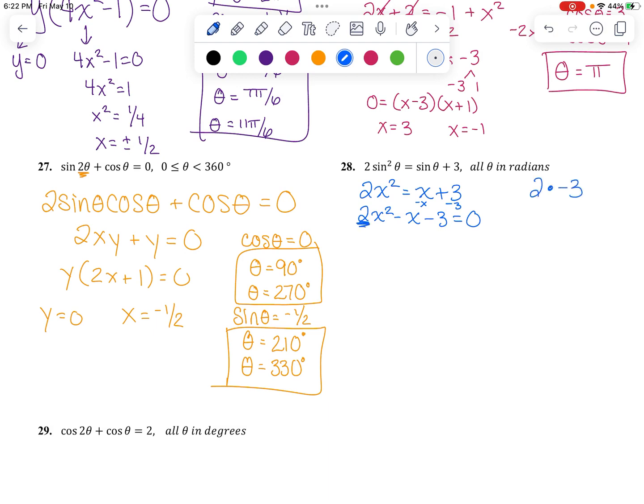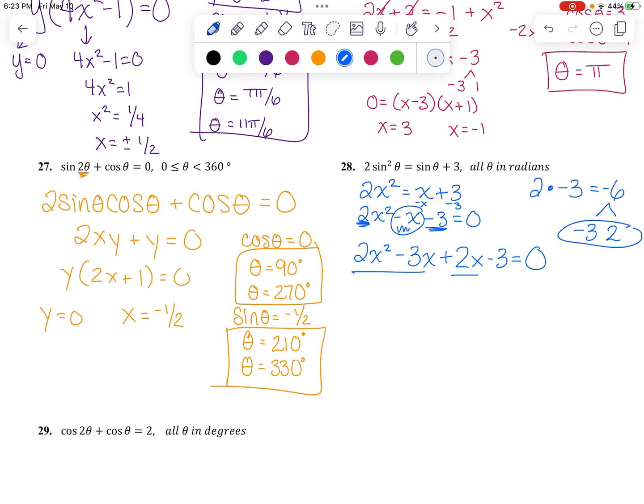So, off to the side, a times c. A is the coefficient of x squared, c is the constant. I get negative 6. Two things that multiply to negative 6 but add to the negative 1 are negative 3 and positive 2. In the AC method, I must do the rewrite. So I have to change this negative x into a negative 3x and a 2x. So I can factor by grouping.